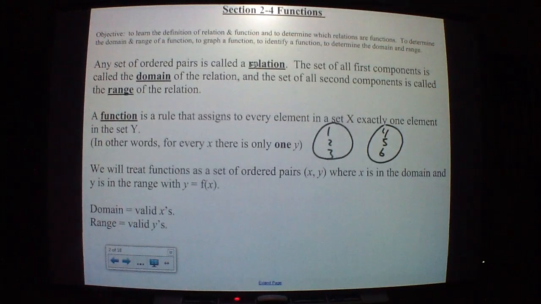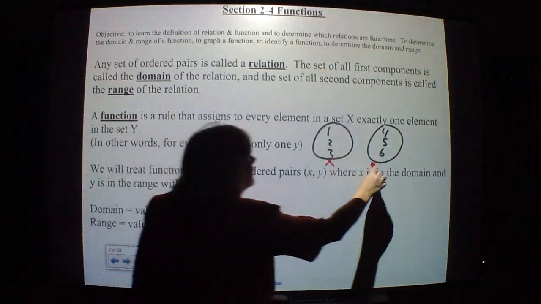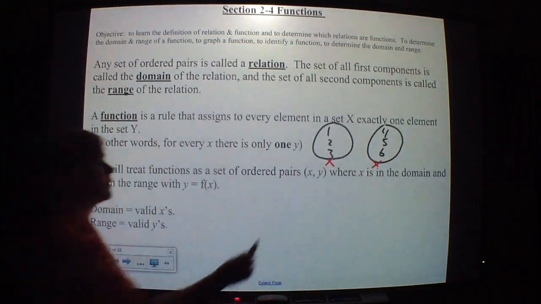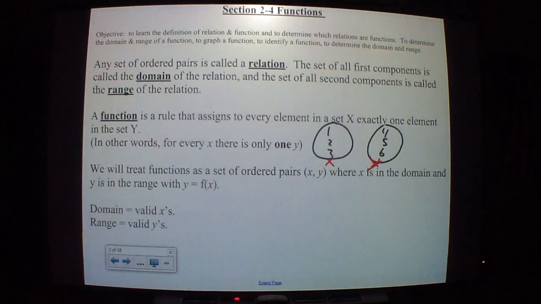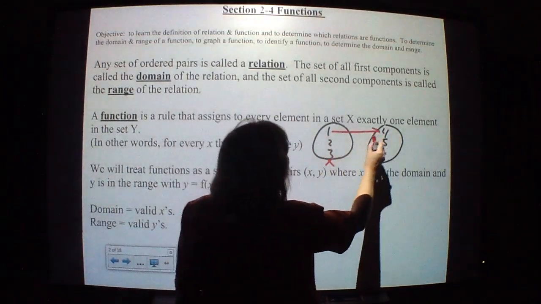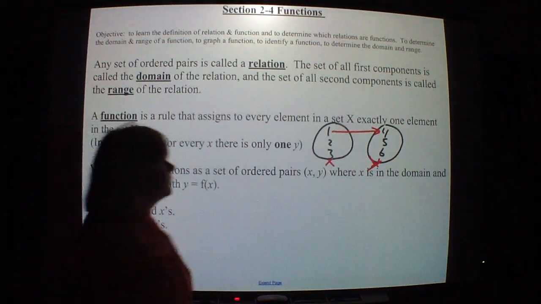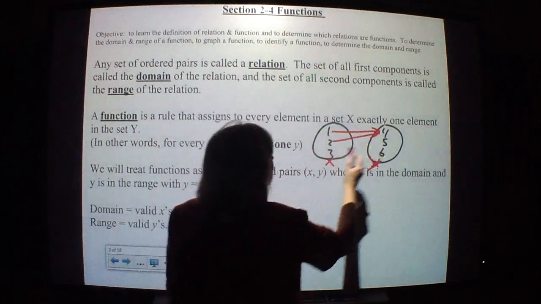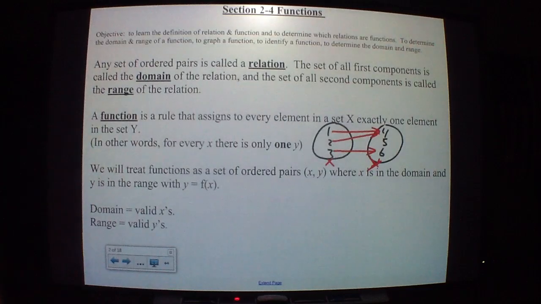For my X, this is my domain. This is my Y, or my range. Okay? So my domain is 1, 2, 3 in this example. My range is 4, 5, 6. For every X, there's only one Y assigned to it. Okay? I could do that. I could do that. Okay? That right there is a function.